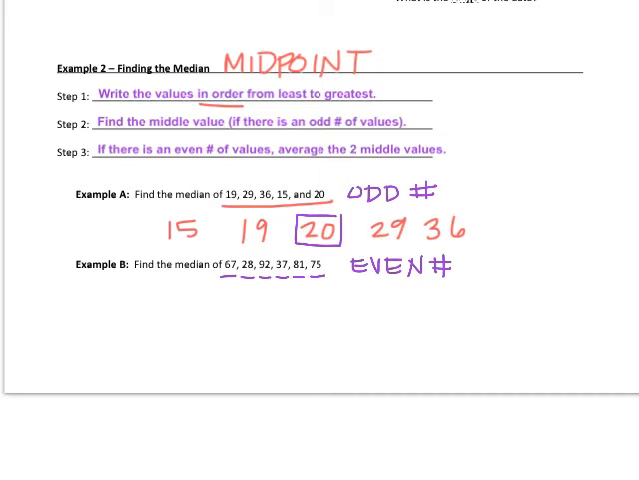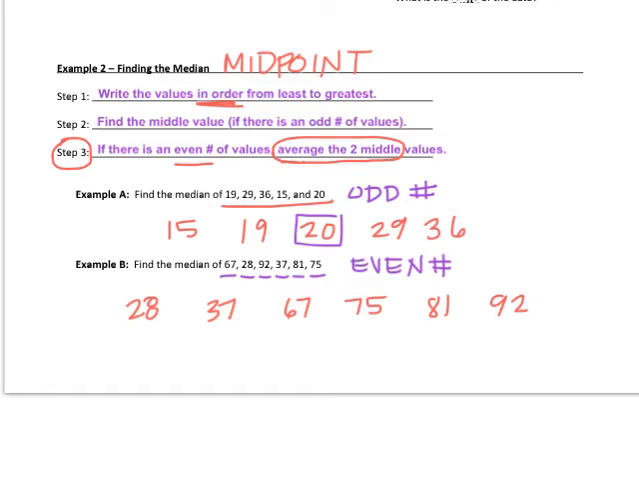So in this case, let's take a look at step 3 in our instructions. It says if there's an even number of values, we need to take the average of the 2 middle values. So we still need to put the numbers in order from least to greatest in order to find the 2 middle numbers.